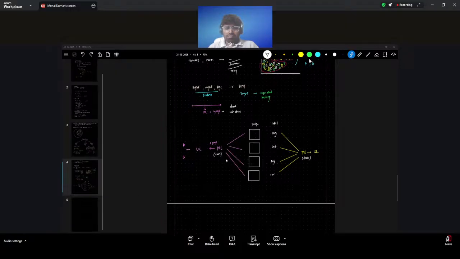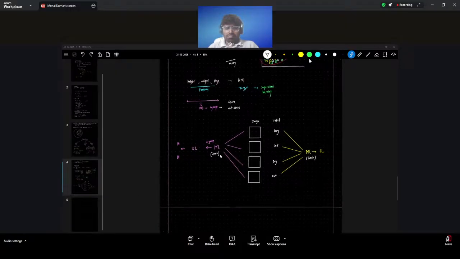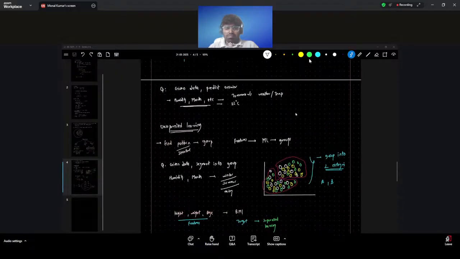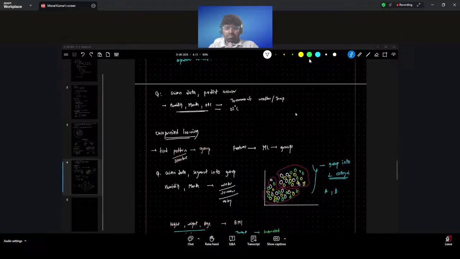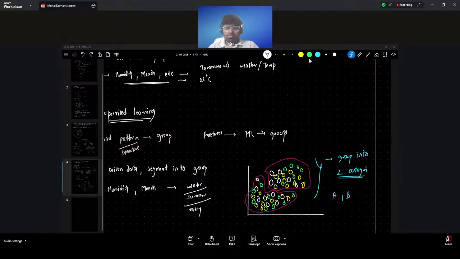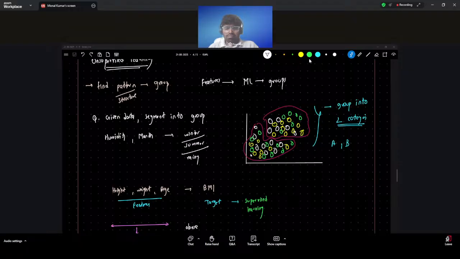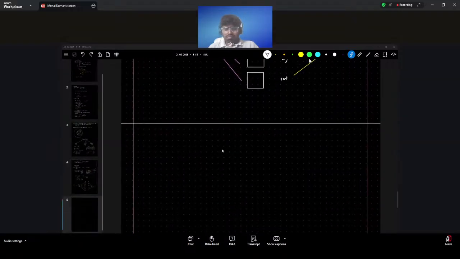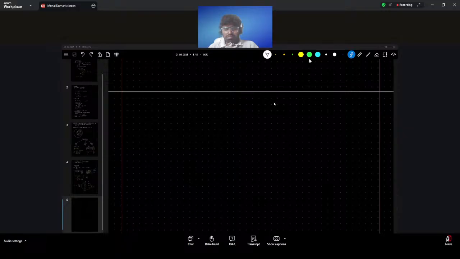In unsupervised learning, we only have features, and we group them. That's all. We only have features, we don't know the answer. We just group them. Okay. If you still don't know, tell me how humans do it.